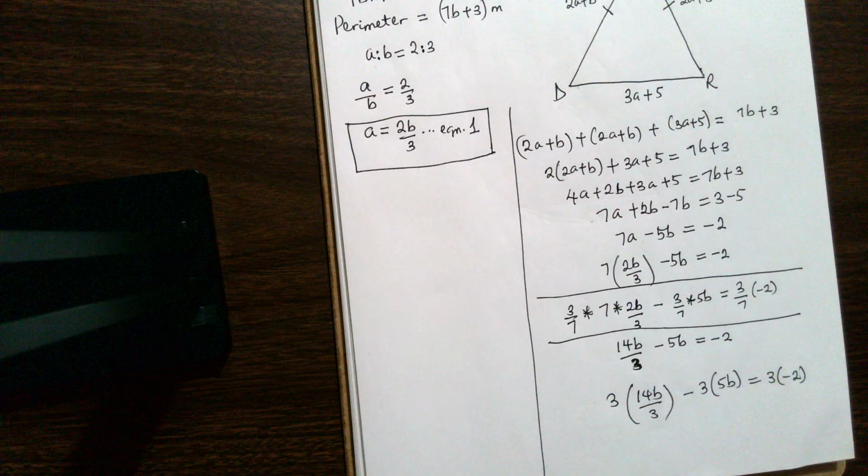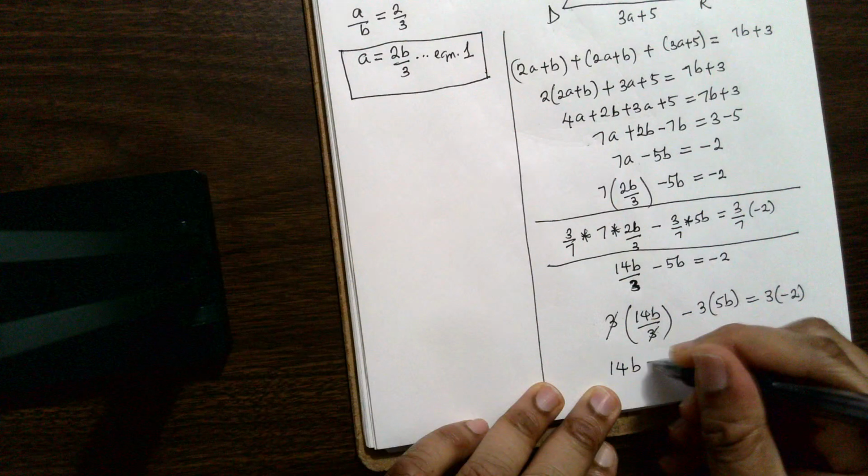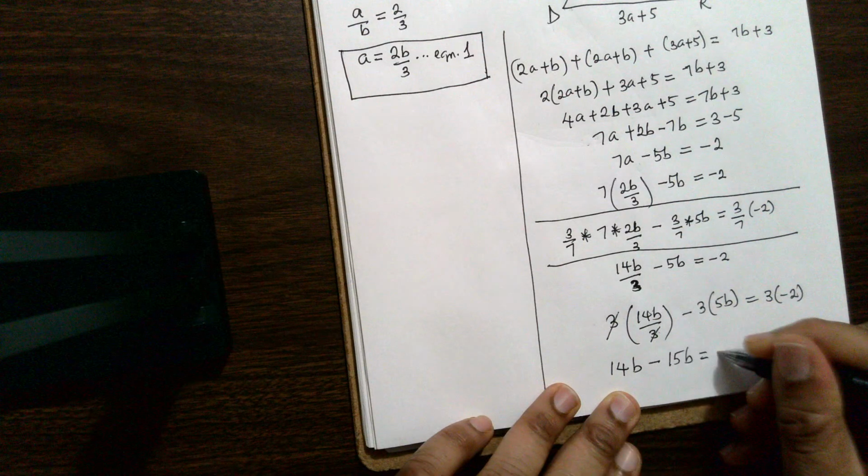Right? So 3 cancels 3, done. We now have that 14b minus 15b is equal to -6. So you have 14, you owe 15. Negative b is equal to -6. So we divide both sides by -1. b is equal to -6 over -1. So b is equal to 6.